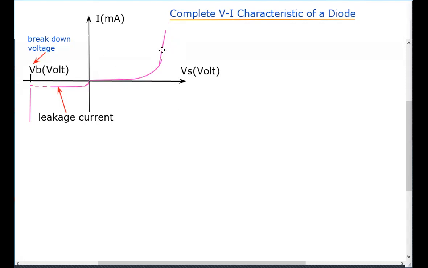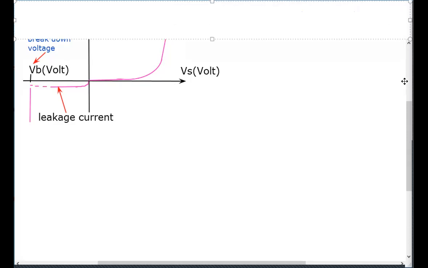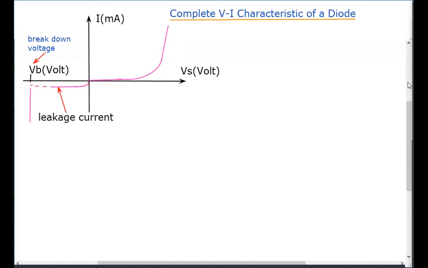So this is the complete VI characteristic of a diode. What is this? There's a special voltage here. I think I described it last week. What is this voltage? The voltage at which we get a surge even in a very small current. The junction, this knee bend, starts here. That voltage has a special name. What is it?